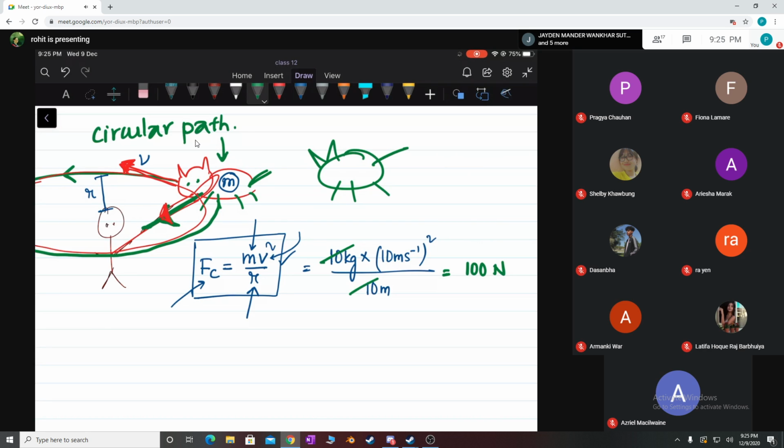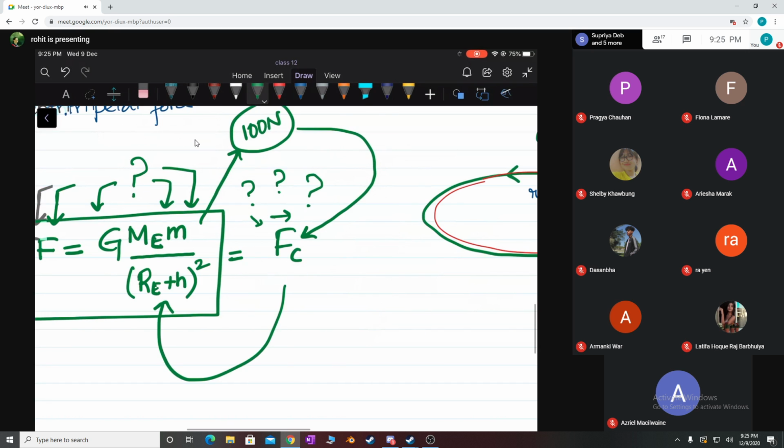So what I'm trying to tell you right now is this: if you want an object of 10 kg mass to rotate with a velocity of 10 meters per second in a radius of 10 meters, then the centripetal force that should act on the object must be how much? Must be 100 newtons. That is how you are going to apply this formula. I'm going to apply this right now and you tell me whether you're okay or not.